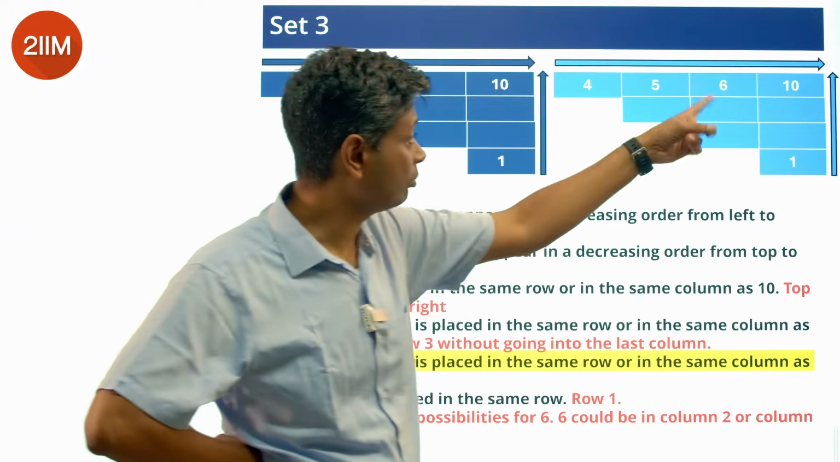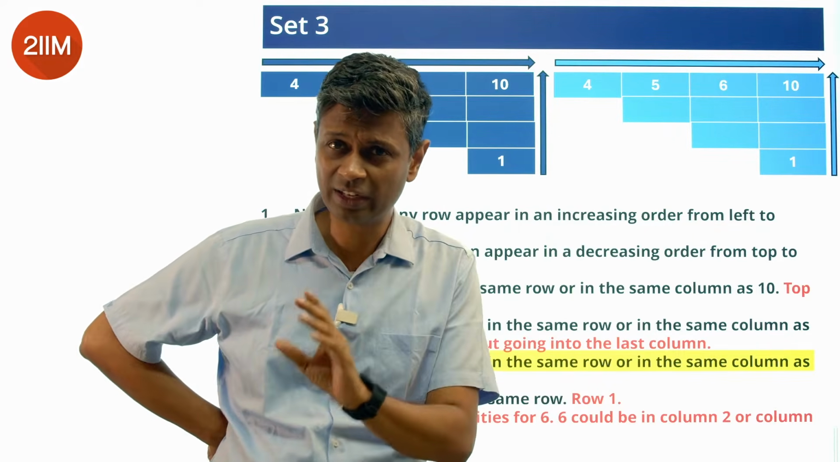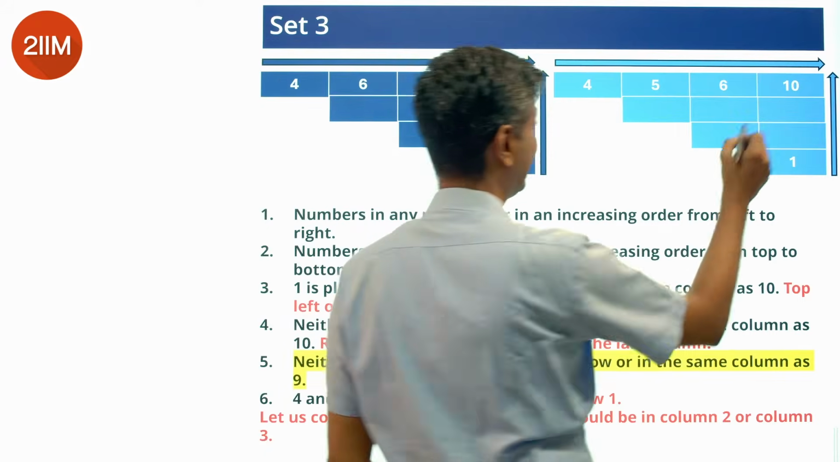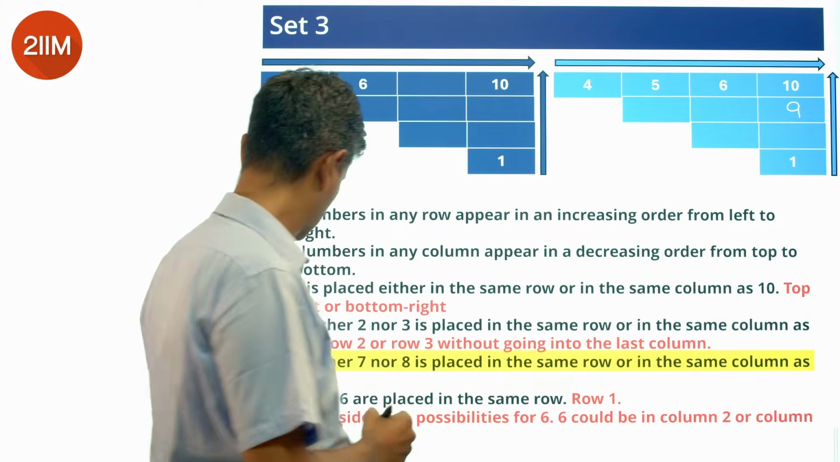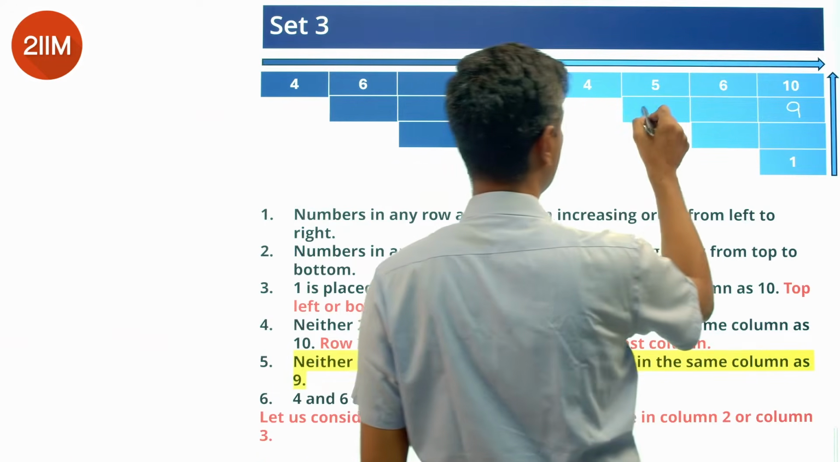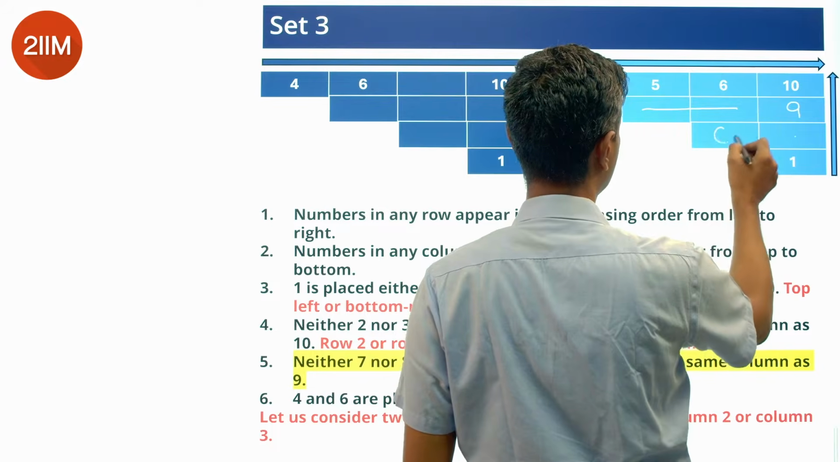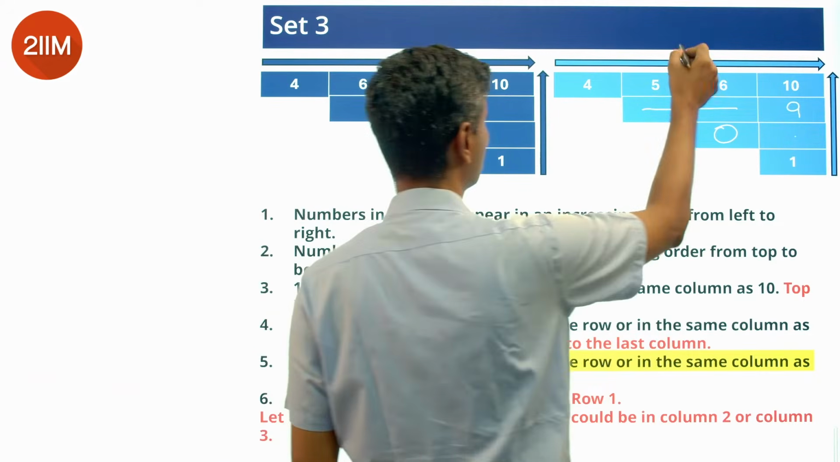If it is the third column, 5 has to be here. 4, 5, 6 have to get filled like that, which means once again 9 is here. If 9 is here, neither 7 nor 8 is placed in the same row or same column as 9. 7, 8 cannot be here, 7, 8 cannot be here. Both have to be here. That's not possible. This is also ruled out.